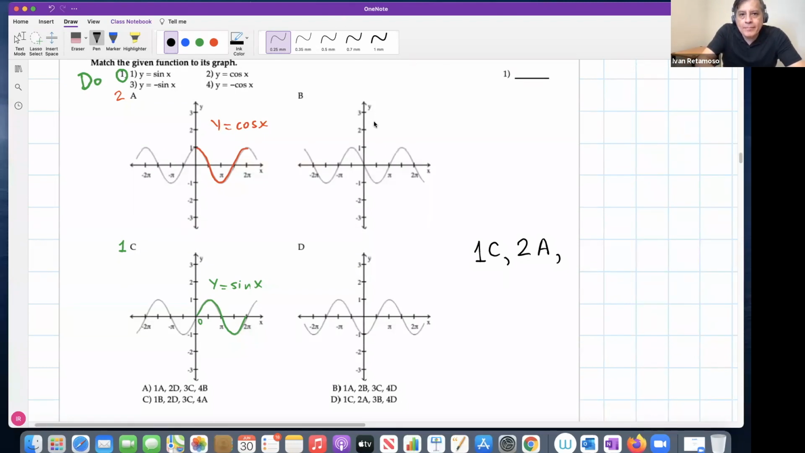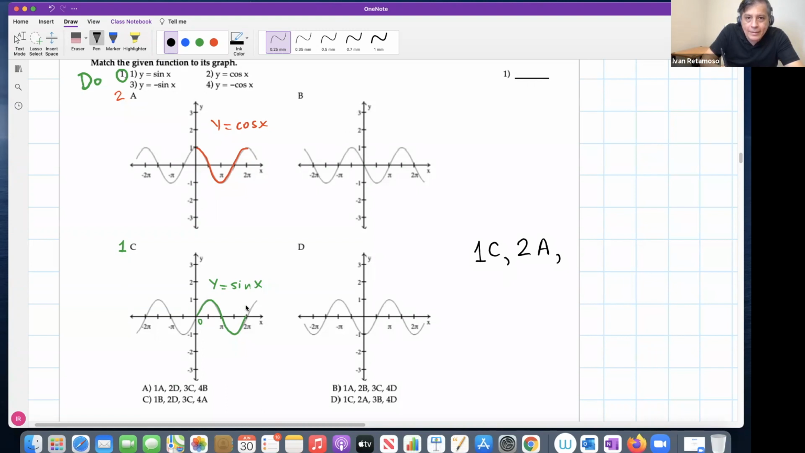Yeah, three. Very good, Savannah. Very good, excellent. Notice for three, I need y equal negative sine. If you take the negative of this sine, you have to reflect this graph over the x-axis, right? So in the end, you will get something like this over the x-axis.